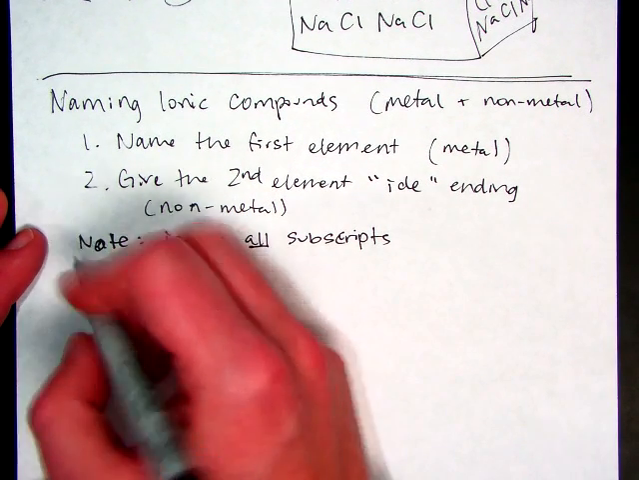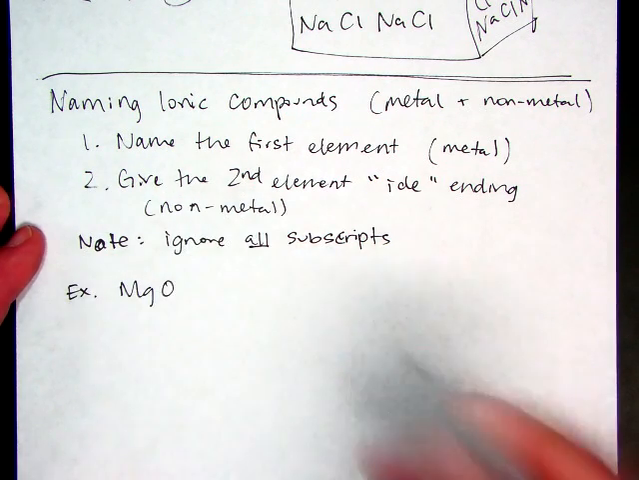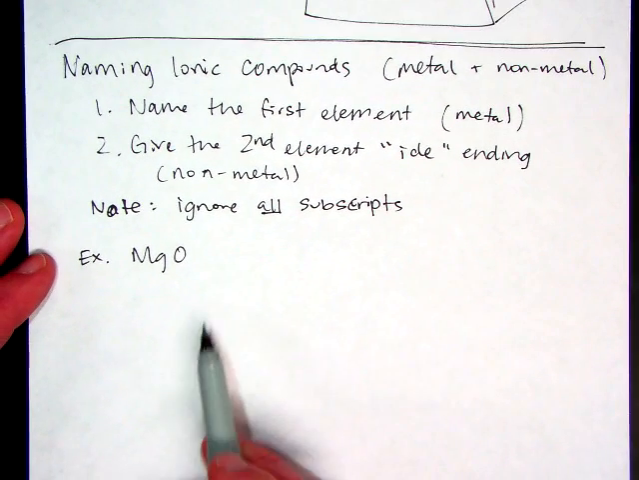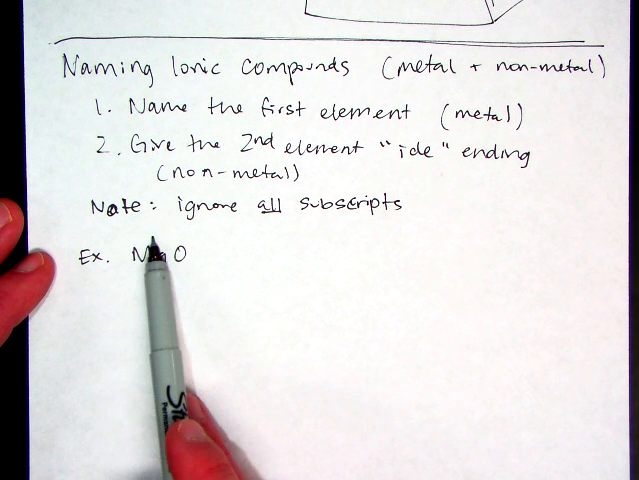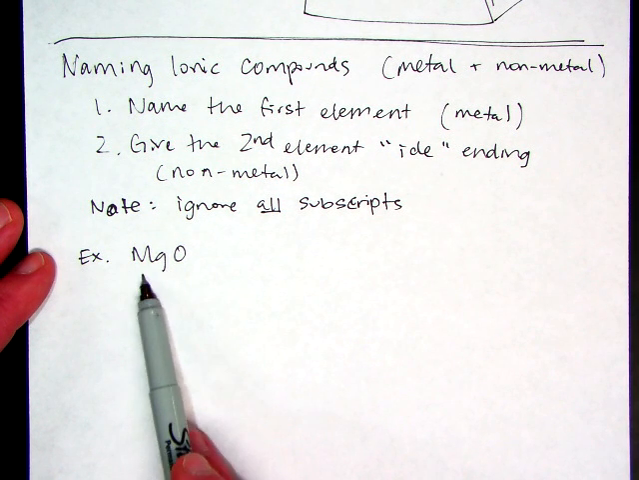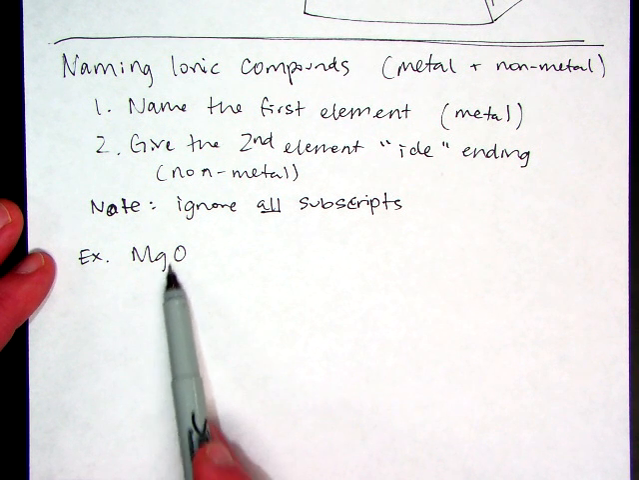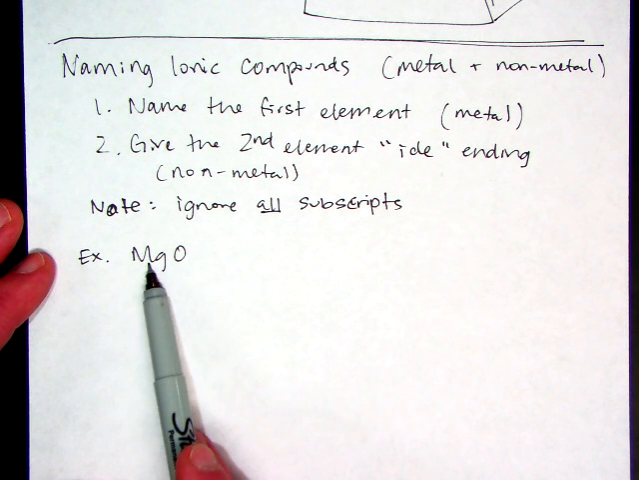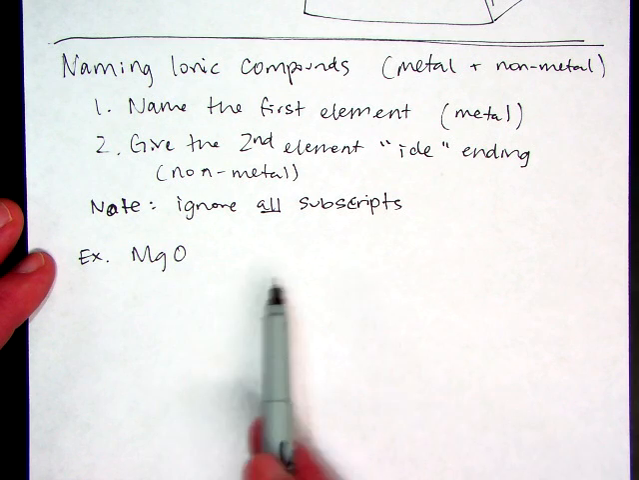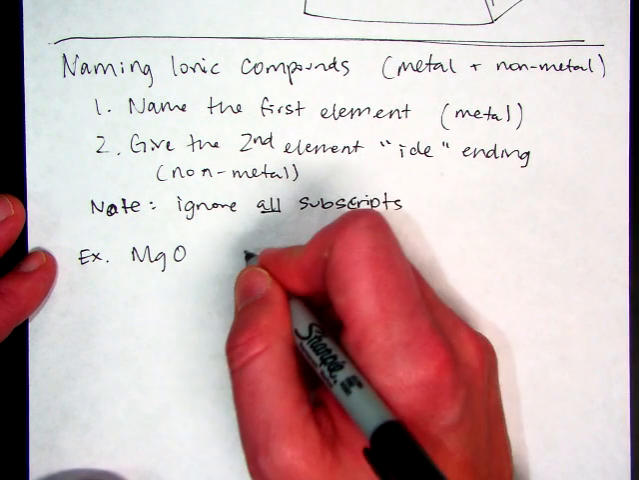So something like this. Every ionic compound is always two things: the metal, which is listed first, and the non-metal, which is listed second. When they're both off the periodic table like this, magnesium and oxygen, they're called binary ionic compounds, binary because there's only two things here. When you name them, you name the metal first, which is called magnesium.